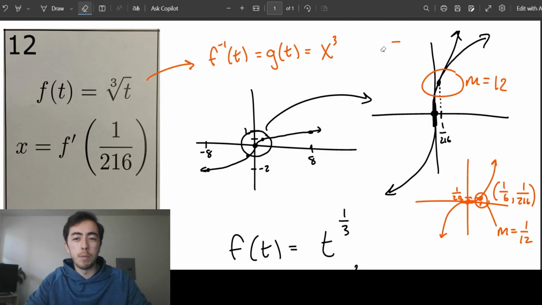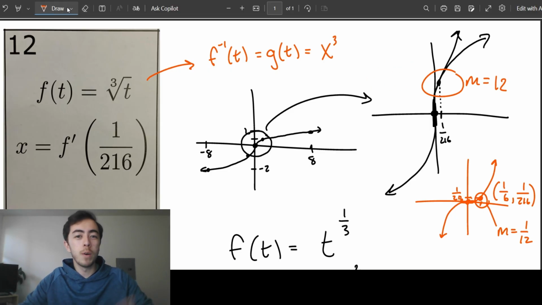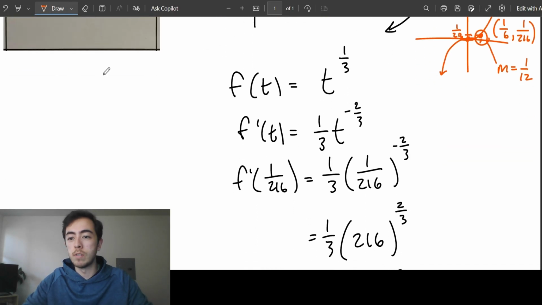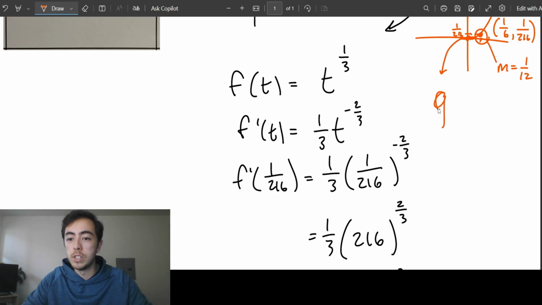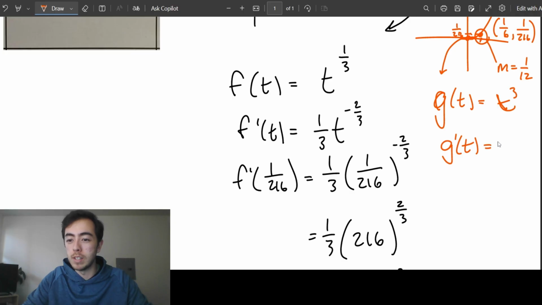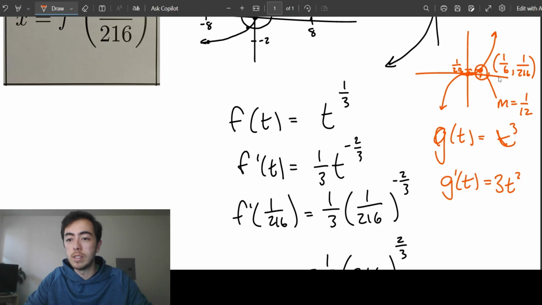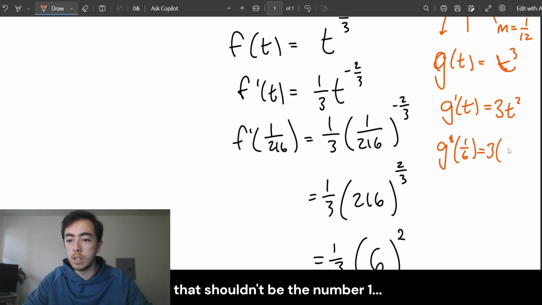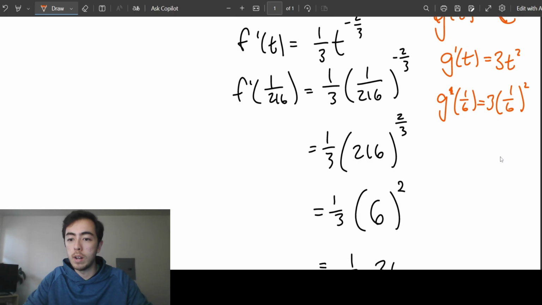So it's a lot of conceptual stuff, kind of front loading this concept, but I do think that the derivative is going to be a little bit easier for our inverse function. G of t is equal to t cubed. I was going to write x. Using the power rule again, we can say that g prime of t is equal to 3t squared. And then now I should plug in this 1/6 because that's my t value, see what happens. G prime of 1/6 is equal to 3 times 1/6 squared.